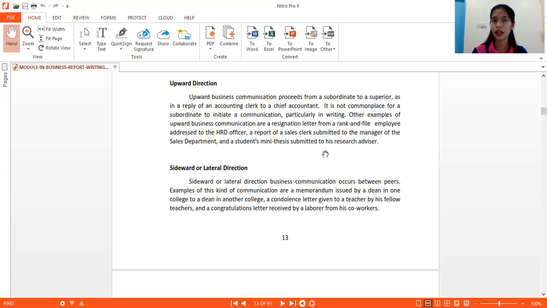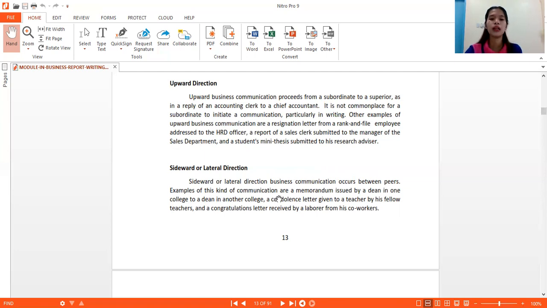For example, I am sending a request letter to my co-teacher to become a judge of one of my events in class. Then it is considered as sideward or lateral direction. Basta yung ka-level mo, magsisend ka ng letter sa ka-level mo, then it is sideward or lateral direction. Same level po, yun sila.